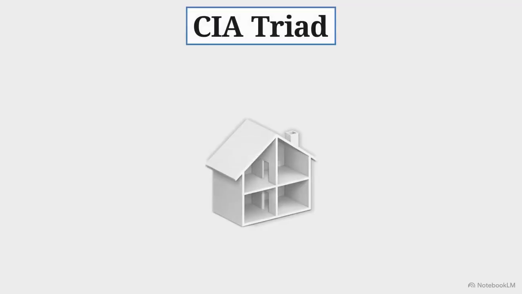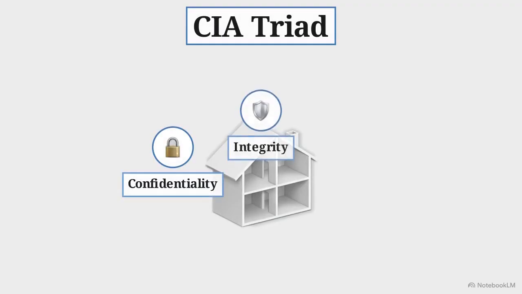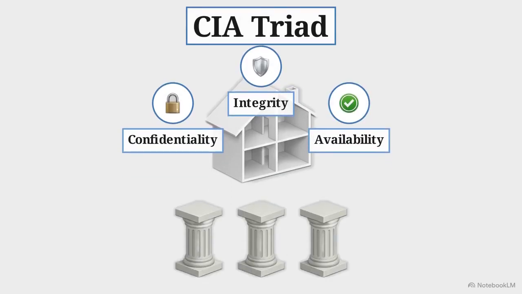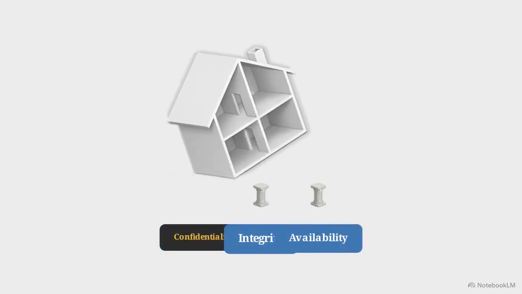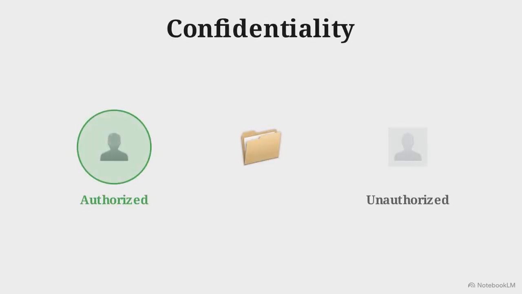To manage this, professionals use a framework called the CIA triad. It stands for confidentiality, integrity, and availability, the three pillars that support every security decision. When you see a news report about a major hack, it means the attackers successfully compromised at least one of these three properties. Confidentiality is the pillar of privacy.